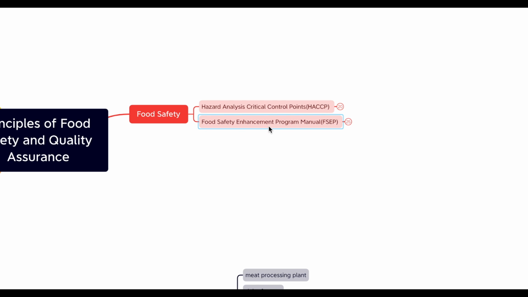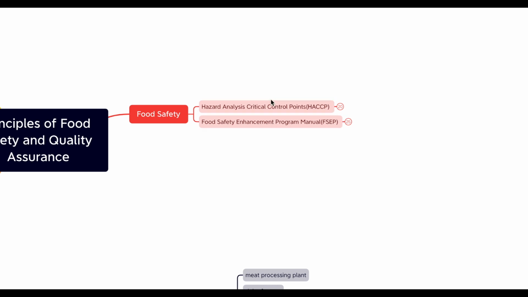Food Safety Enhancement Program Manual and its forms. So FSEP is a systematic approach to identify and control food safety hazards. It's based on the HACCP system. HACCP is a globally recognized system and it is used as a benchmark in the FSEP. Let's compare these two concepts.